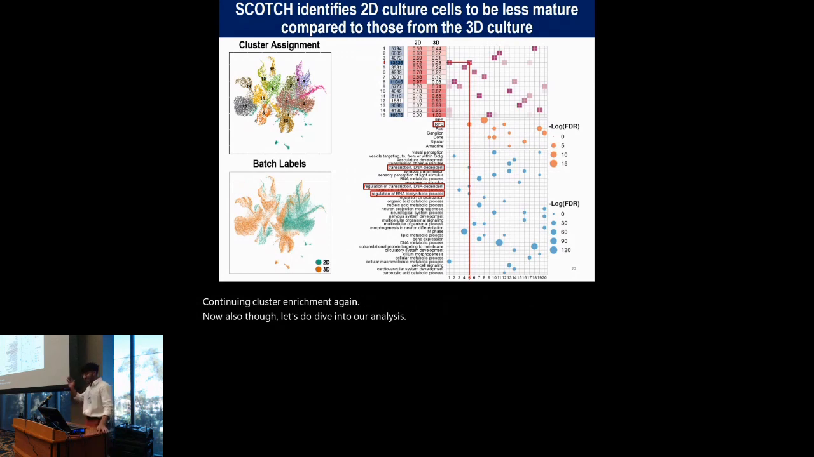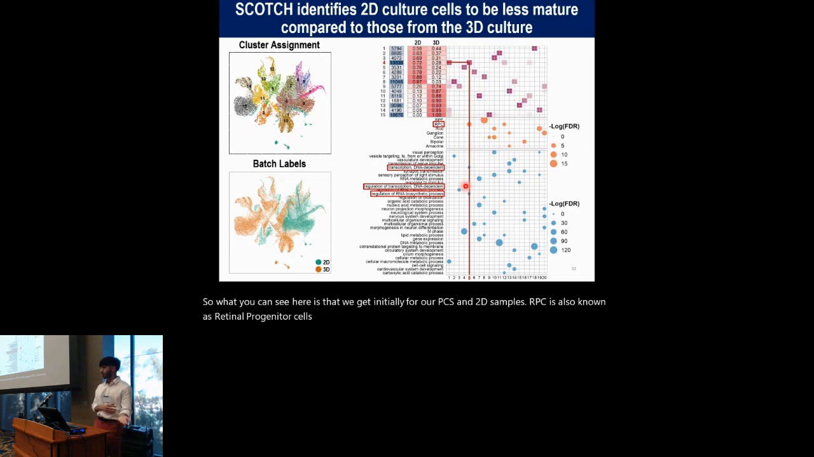What we can see here is that we get enrichment for RPCs in 2D samples. RPCs, also known as retinal progenitor cells, are cells that later differentiate into photoreceptor cells. However, since we get enrichment for these RPCs, it means that these cells were stopped in their differentiation towards photoreceptor cells.